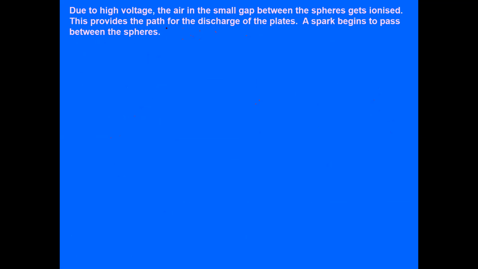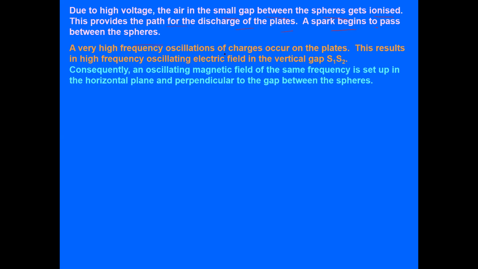Due to the high voltage, the air in the small gap between the spheres gets ionized. This provides a path for the discharge of the plates. A spark begins to pass between the spheres. Due to high frequency oscillations of charges on the plates, a high frequency oscillating electric field results in the vertical gap of S1 and S2. This oscillating electric field also produces an oscillating magnetic field of the same frequency in the horizontal plane, perpendicular to the gap between the spheres.